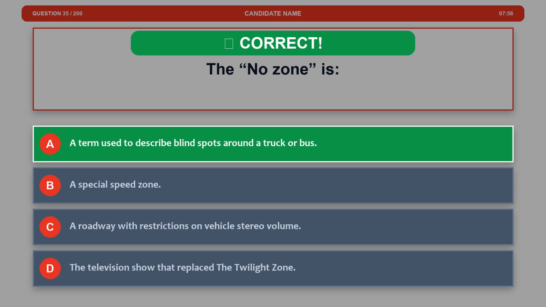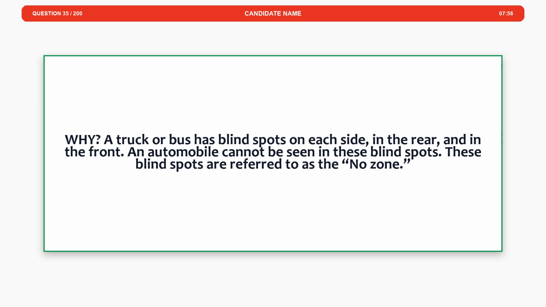The correct answer is option A, a term used to describe blind spots around a truck or bus. Explanation. A truck or bus has blind spots on each side, in the rear, and in the front. An automobile cannot be seen in these blind spots. These blind spots are referred to as the No Zone.